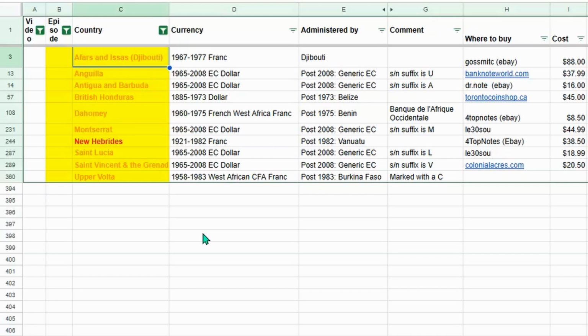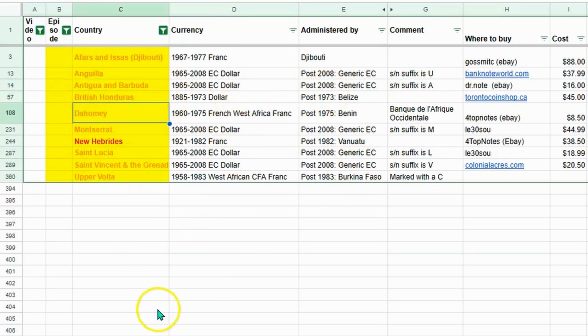Anguilla uses the EC dollar, or the East Caribbean dollar. I haven't found one with the right suffix. I need one with the U suffix. Antigua and Barbuda uses the East Caribbean dollar as well, and they have the A suffix, so I'm looking for that as well. The British Honduras, up to 1973, they used the dollar. They are now known as Belize, so I'm looking for that.